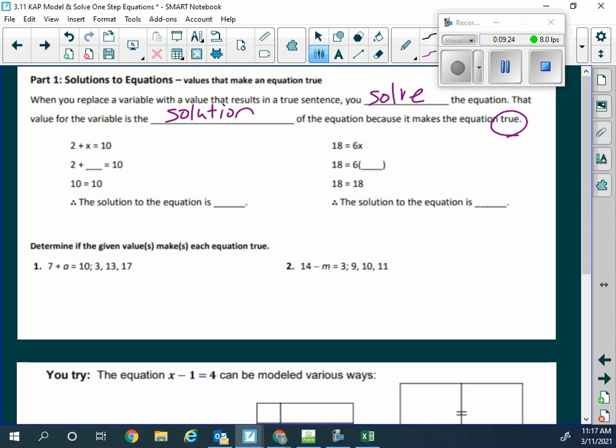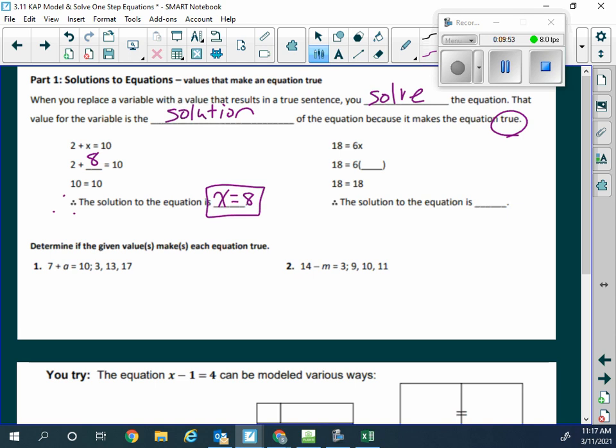So, in this example, 2 plus x equals 10. 2 plus what equals 10? 8. And then therefore 10 equals 10. Therefore, those 3 dots, remember that means therefore, the solution to the equation is x equals 8. Guys, please do not just put 8. The solution is x equals 8. Let's go to the next one.